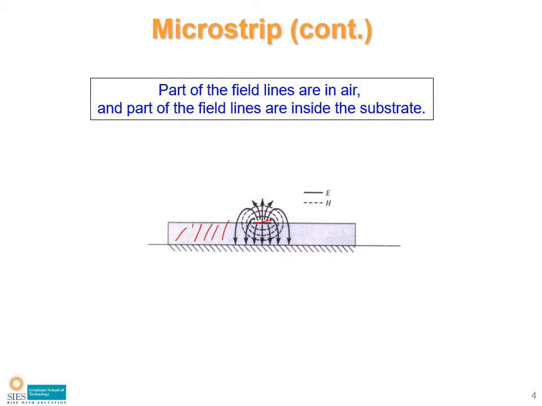Similarly, some of the magnetic field lines are there in the dielectric, and some part of the magnetic field lines are there in the free space or in the air. So now, some of the signal is traveling through the dielectric material, and some of the signal is traveling through free space. What will happen? See, the travel of the signal is called the propagation of the signal.